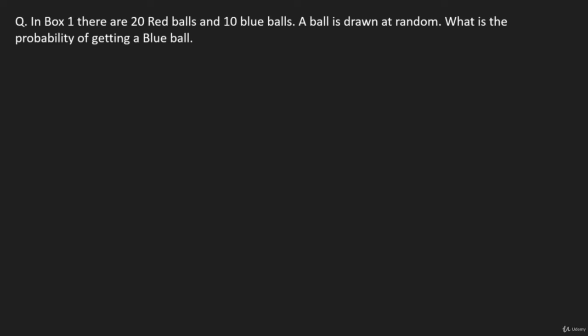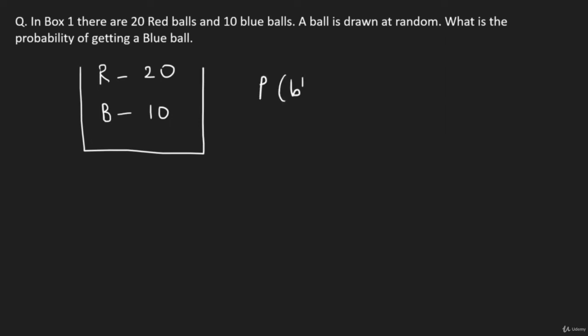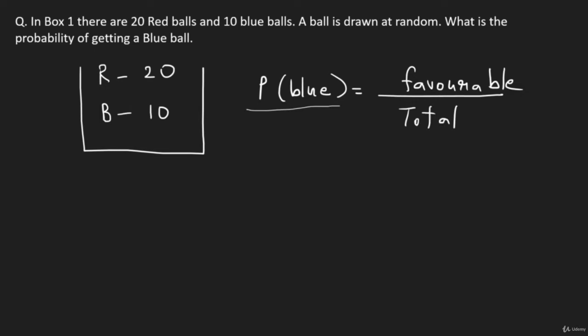Alright, we are back. I hope you have given it a try. Let's do it together. We have box 1 over here, and it's mentioned that in box 1 there are 20 red balls and 10 blue balls, right? We need to find the probability of getting a blue ball if one ball is drawn out at random. Alright, that's the question. Now remember, probability is nothing but the favorable events divided by the total events.